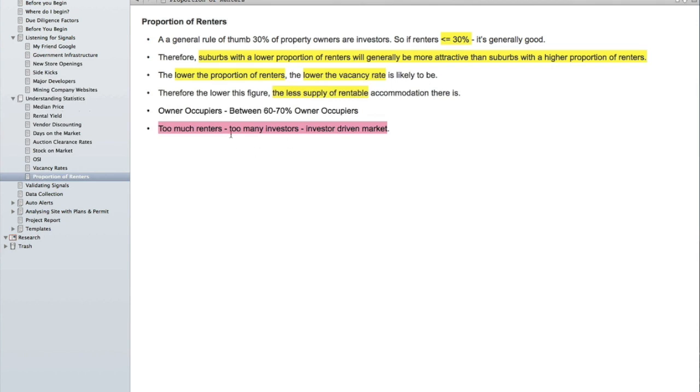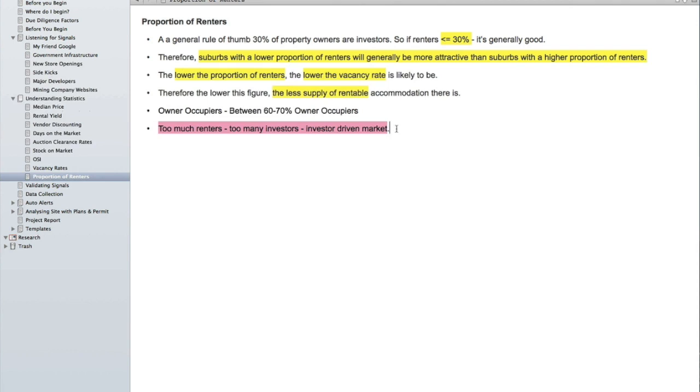What you've got to be careful of is that if there are too many renters, which basically means there are too many investors in that area, it tells me that it's an investor-driven market. This is what usually happens in a mining town, for example. You'll see a lot of investors flock to an area, and then there are more renters in that area, like Moranbah. That's what happened to Moranbah.